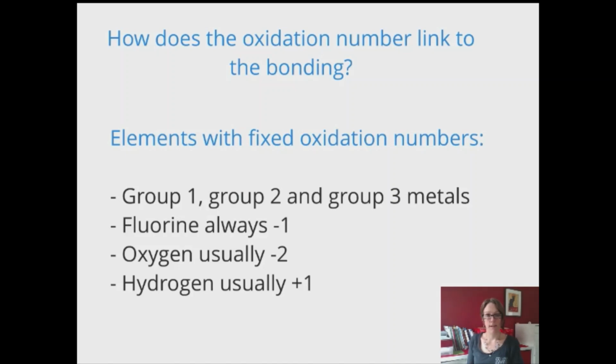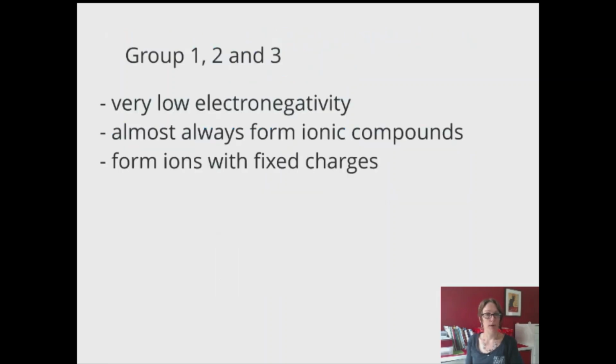But actually, all of these exceptions can be easily explained by just looking at the type of bonding in the compounds with exceptions. So group 1, 2 and 3 are metals. They have very low electronegativity values, which means they do not attract electrons to them very effectively. And they're on the left-hand side of the periodic table, which means they have a relatively low number of protons compared to the shells of electrons that they've got. So they don't have a good hold on electrons, don't have a strong nuclear attraction.